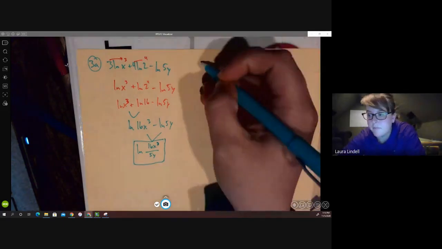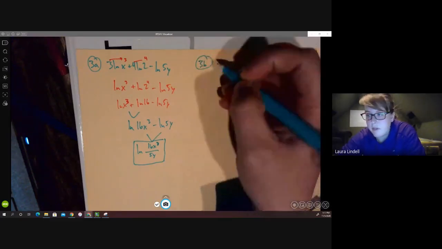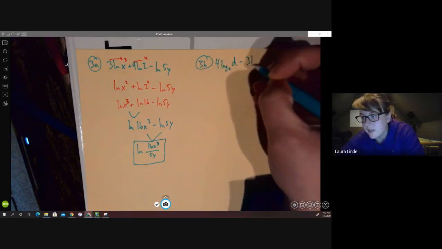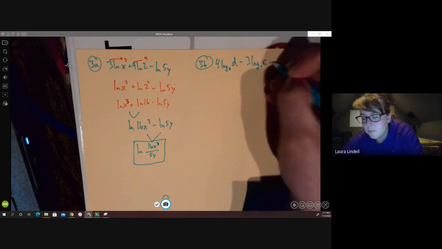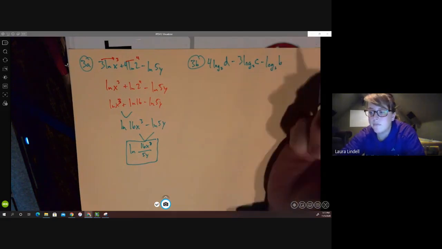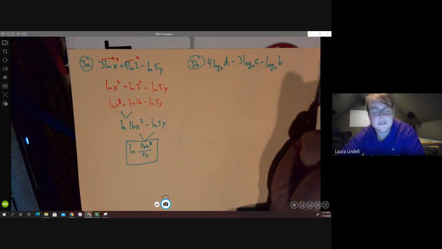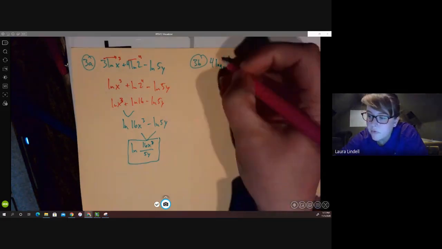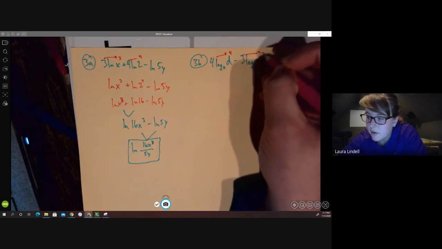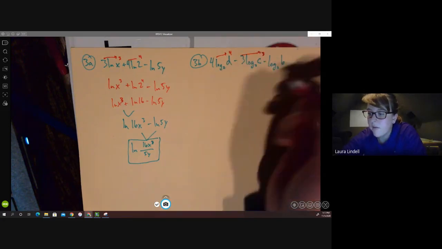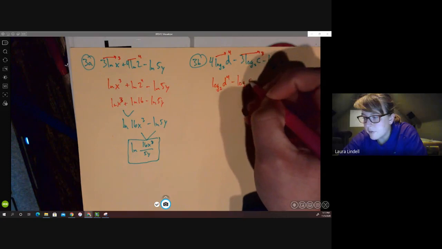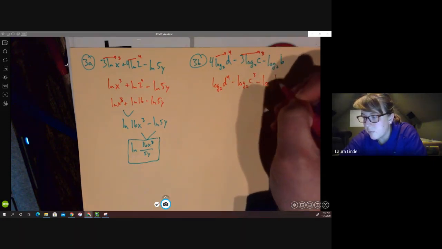And then 3b. 3b is 4 log base 2 of d minus 3 log base 2 of c minus log base 2 of b. And we want to condense that as well. So for this one, we're starting the same way, moving the multiplier out in front to the exponent. So we get log base 2 of d to the 4th minus log base 2 of c to the third minus log base 2 of b.